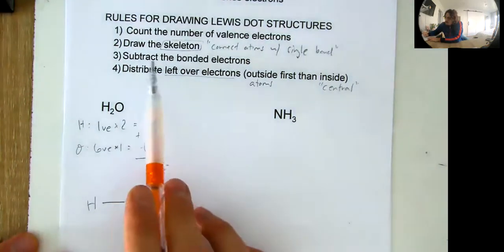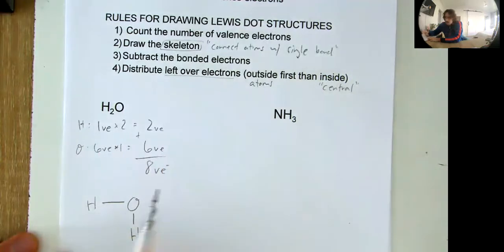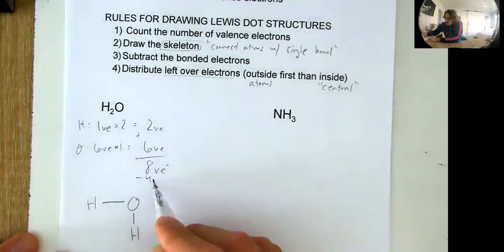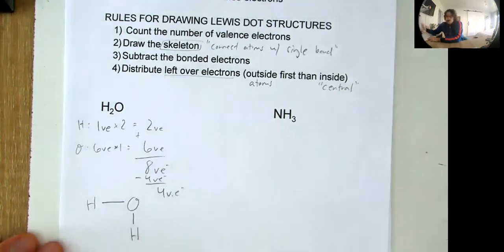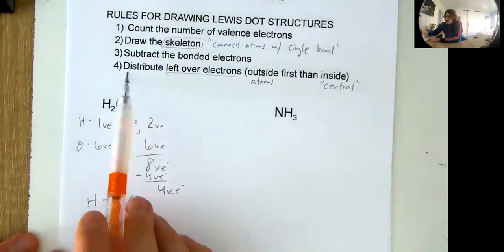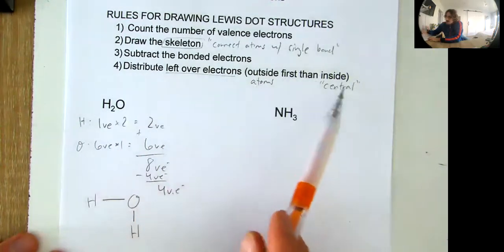Then it says subtract the bonded electrons. So step number 3, how many electrons are bonded? Well, each line represents 2 shared electrons. So that's a total of 4. So we're subtracting away 4 valence electrons, and we're left with 4 valence electrons that we have to draw. So now we're at step number 4. Distribute the leftover electrons outside first, then inside.